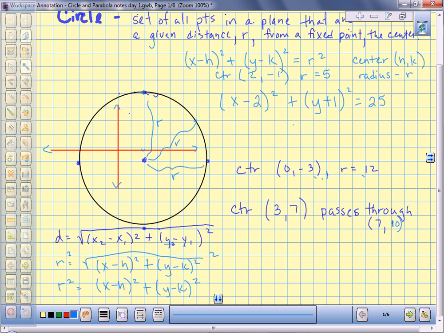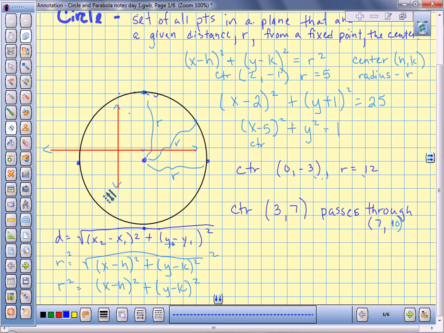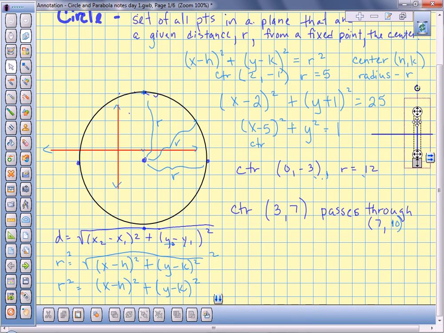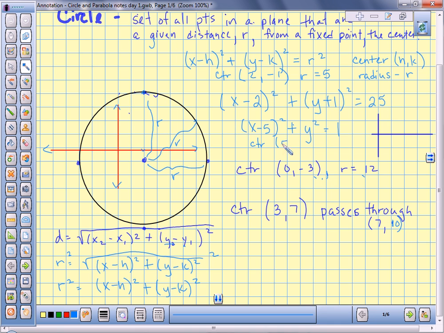Okay. All right. Now, let's say we have this equation. x minus 5 squared plus y squared equals 1. Okay? Let's try to make a sketch of this. So first, tell me where the center is. Where would the center be of this circle? 0, 3. The center would be at 5, 0. 5, 0. Let's see again. I'll drag this over. Okay, and what would the length of the radius be? 1. 1, because the square root of 1 is 1.